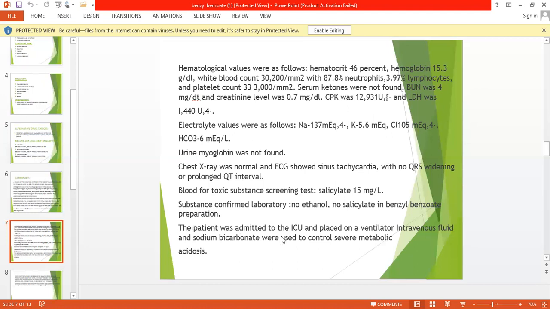The patient was admitted to the ICU and placed on a ventilator. Intravenous fluid and sodium bicarbonate were used to control severe metabolic acidosis.